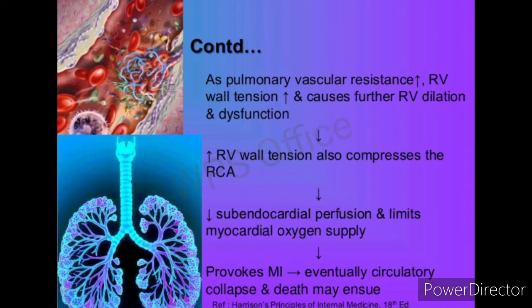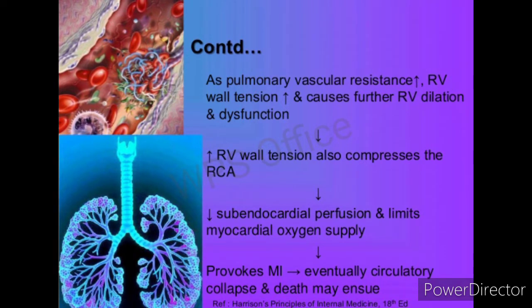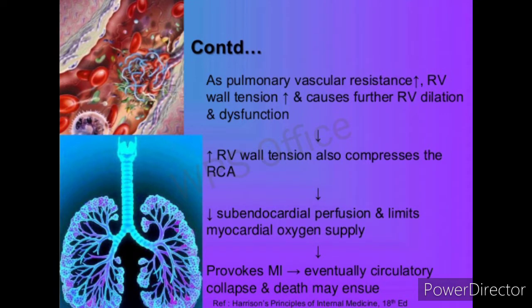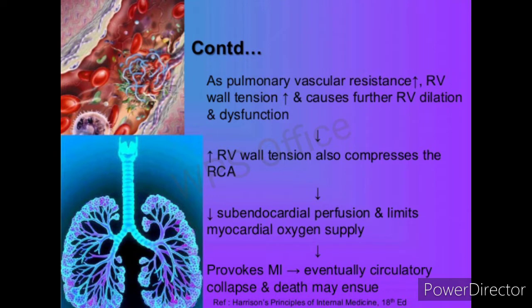So endocardium, we know that is the layer of the heart. If there is a right ventricular wall tension, then it will automatically cause what? The subendocardial perfusion and limit the myocardial oxygen supply. That means the oxygen which is required by the heart to maintain the optimal function will be decreased.